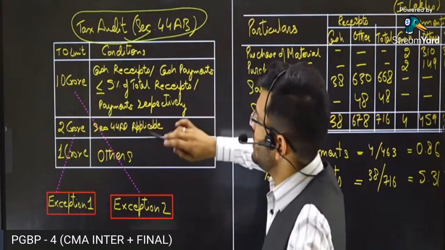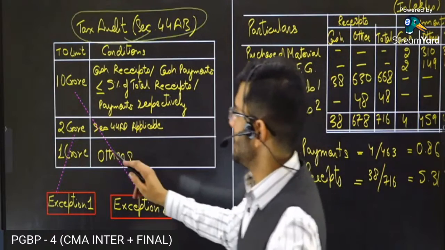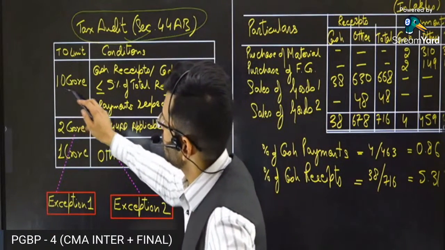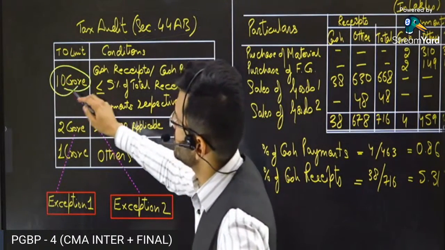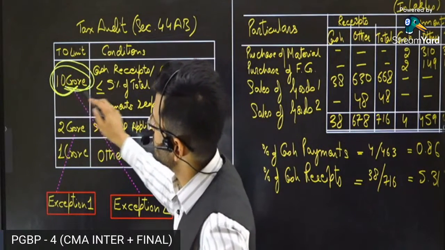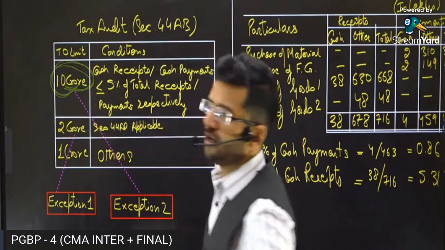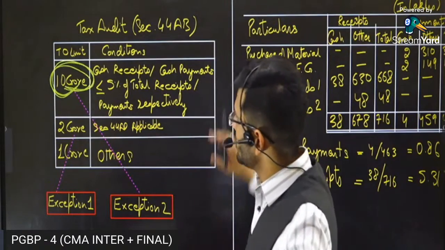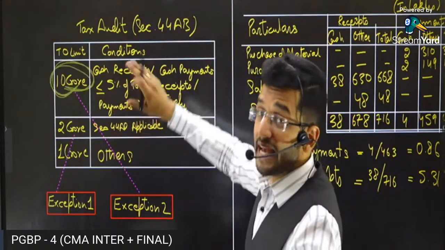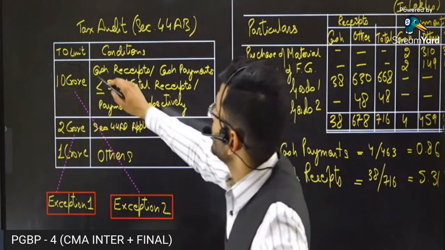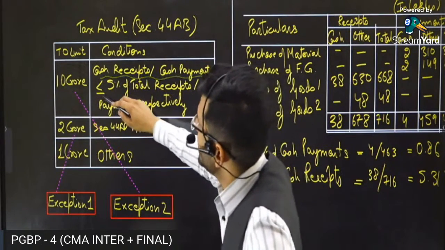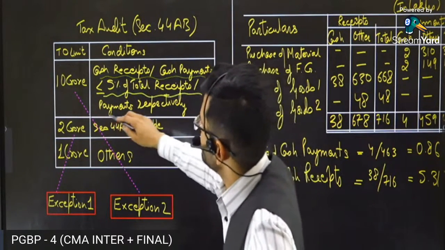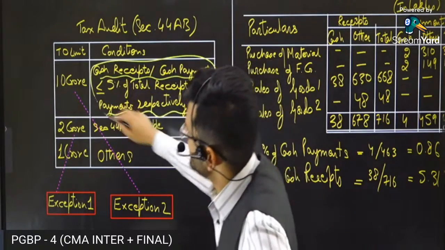The conditions, let us see. The first condition: your turnover limit is 10 crores, which means you are required to get your tax audit done only when your turnover exceeds 10 crores, if your cash receipts and cash payments are less than or equal to 5% of total receipts and total payments, respectively.